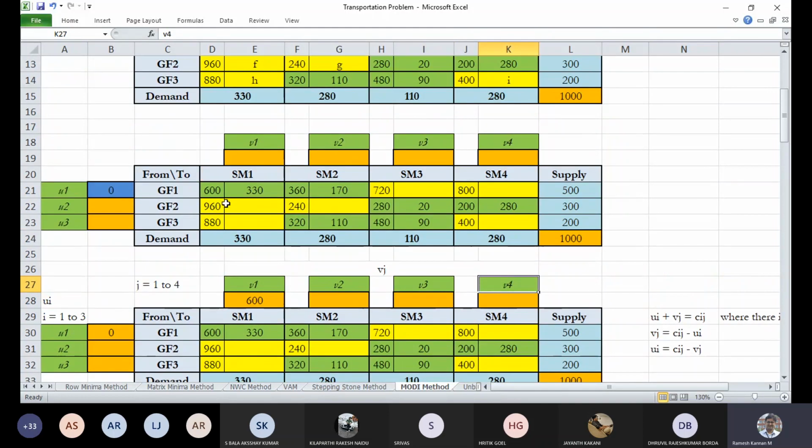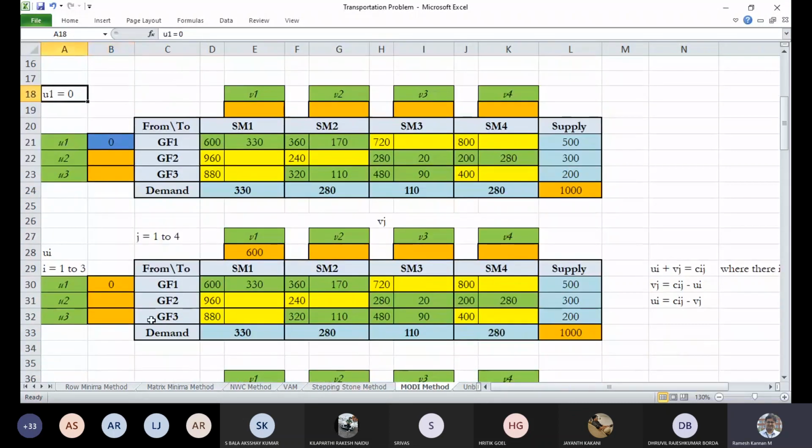Now what you have to do is, initially, you have to provide a 0 value for u1. So this is a very, very important assumption. You will provide u1 equals 0. So once you provide u1 equals 0, this is a Cij. So all the transportation costs here are called Cij, the coefficient values in the objective function, right? So all these things are Cij, and these are ui values, and these are vj values.